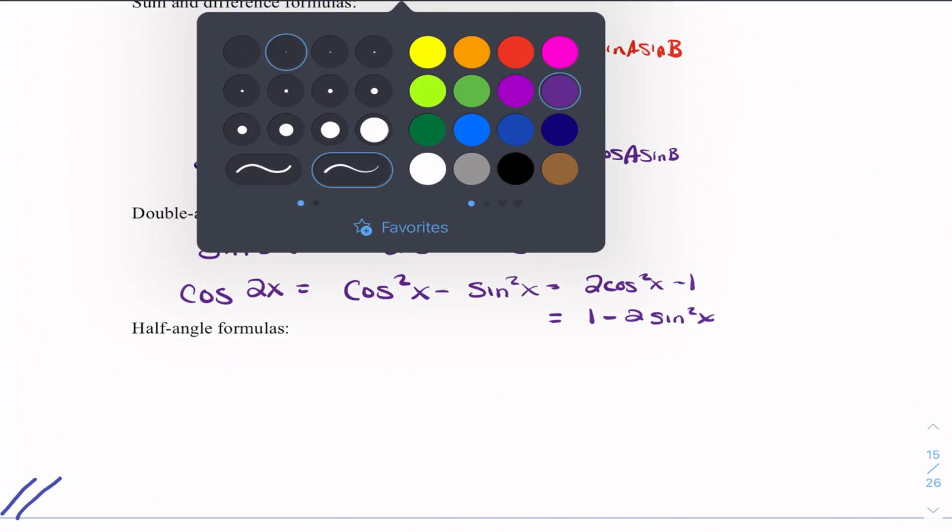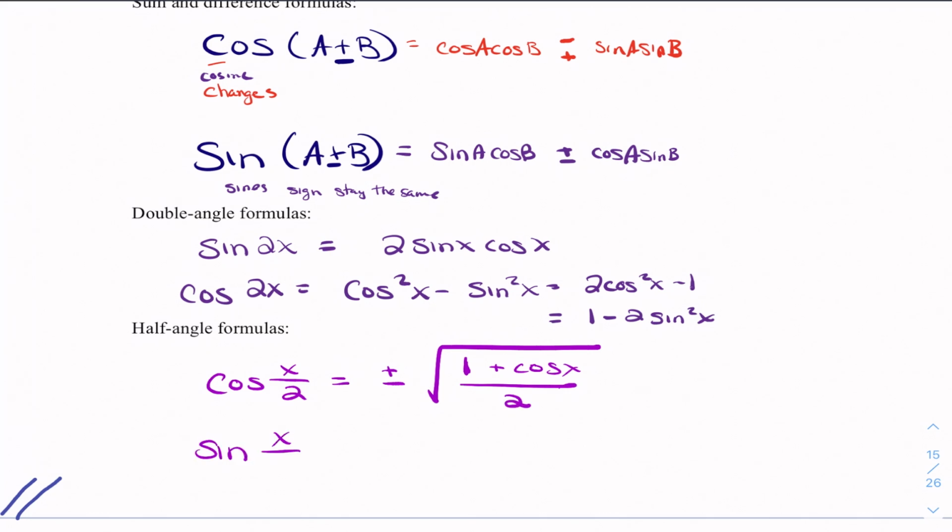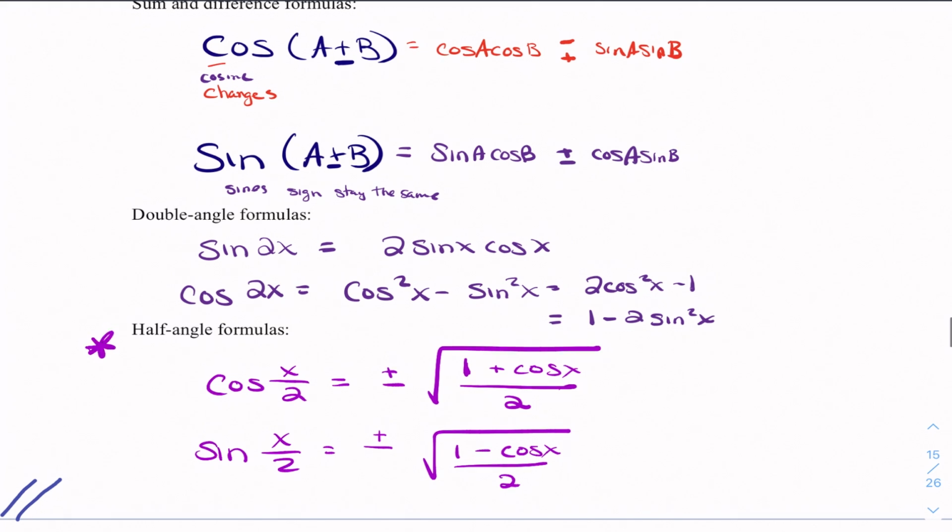The last formula that I want you guys to see before we finish this video are the half angle formulas. These are rarely used, but I do want you to see them. So depending on the value of where our half angle is located, the half angle for cosine is 1 plus cosine x over 2. And the half angle for sine is plus or minus square root of 1 minus cosine x over 2.